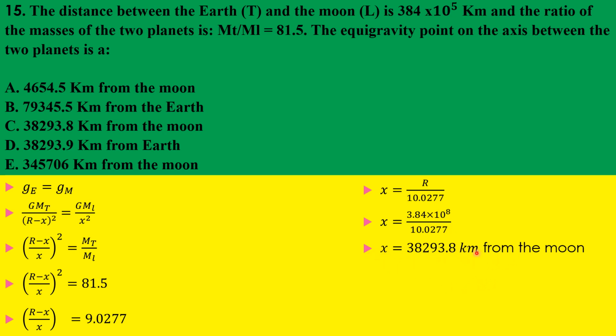Because X is the distance from the Moon, it is measured directly from the Moon. Make sure that this answer here will be in meters. So when you convert it to kilometers, you'd basically be taking off 3 significant figures from the right, right? So it gives you this answer. Okay, so our answer is C.